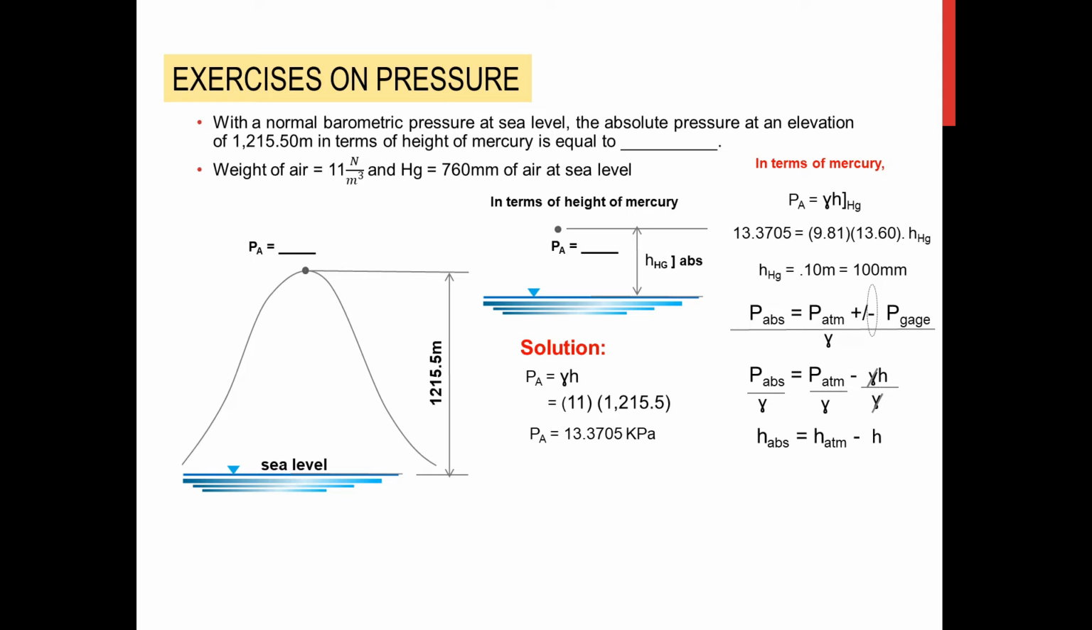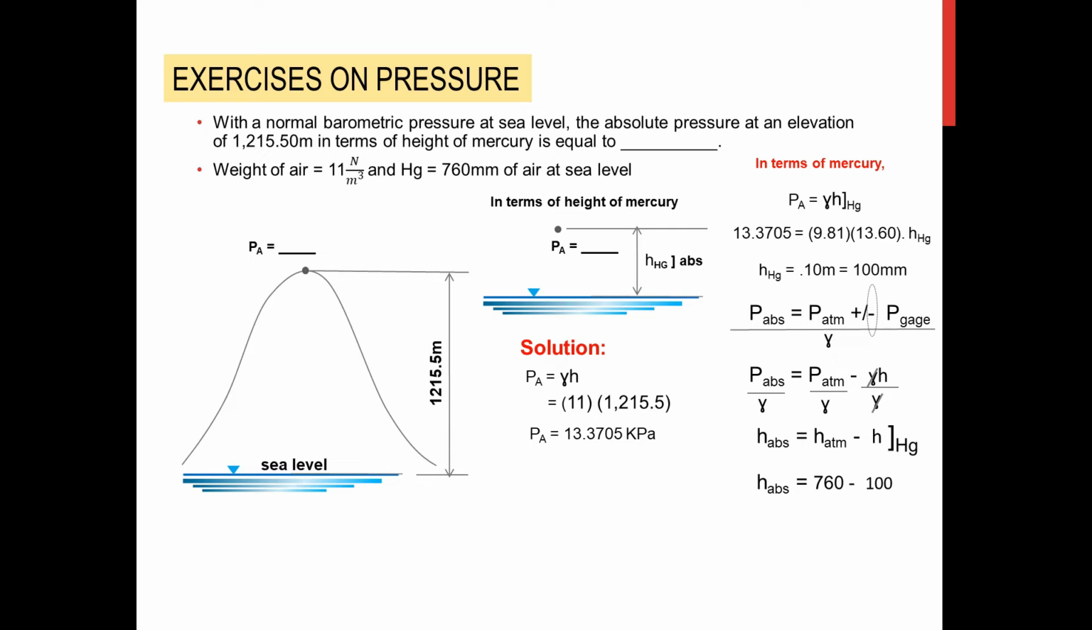Remember that P over gamma refers to the pressure head. So P absolute over gamma is the pressure head in absolute units, and then atmospheric pressure over gamma is the pressure head in terms of atmospheric value, and then H here is the vertical height. So all in terms of mercury. Therefore, for the height absolute in terms of mercury, remember that the atmospheric pressure is equal to 101.325.